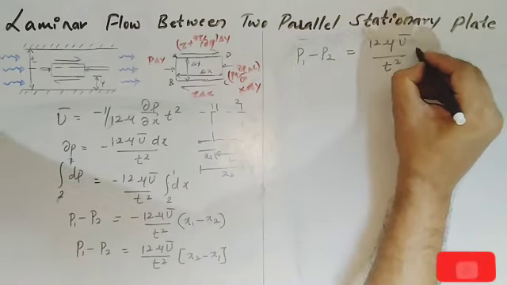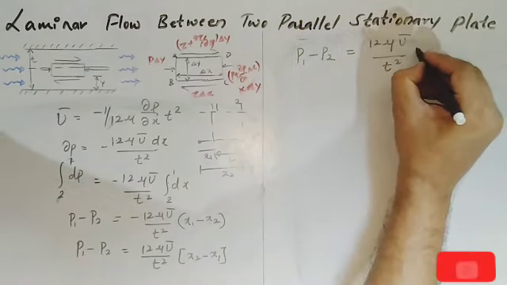So we know that the loss of head, (p1 minus p2) divided by rho g, will be equal to HF, that is our loss of pressure head in a flow. Now if I divide this equation by rho g, then I will get the loss of head HF equal to 12 mu u bar into L divided by rho g t square. Now this is our loss of head. Okay, this is our equation for laminar flow between parallel plates. This is the pressure distribution now.